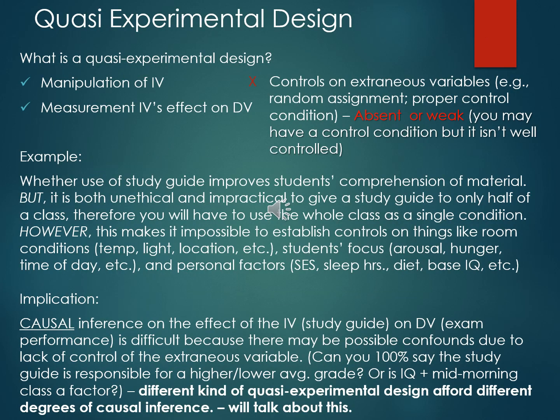Moving on to the discussion on quasi-experimental design. So what is quasi-experimental design? Quasi-experimental design has manipulation of independent variable and also measurement of the effect of the independent variable using one or multiple dependent variables. So it's very similar to an experiment. However, in quasi-experimental design, there is reason to believe there is only weak or some absence of the complete or maximum control of the extraneous variable.